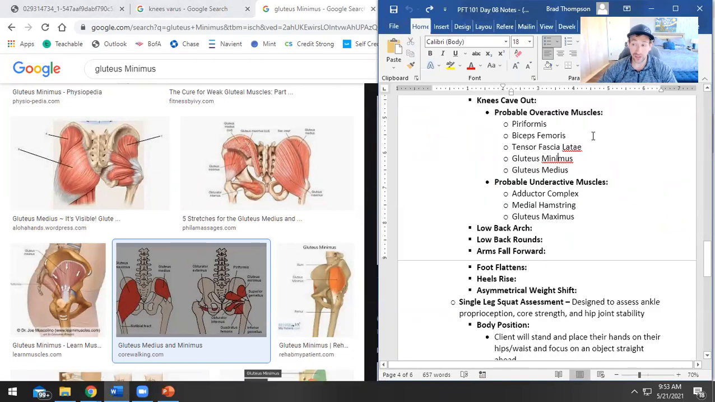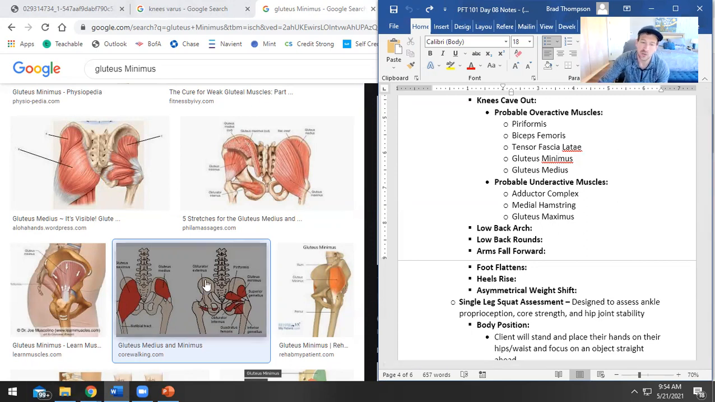This is the only time you will ever say you've got overactive glutes, when you have a client whose knees cave out. Now, that doesn't mean that they have overactive glutes in all directions. They just have overactive medial glutes. So this person's really good at lateral movements because they're very good at doing this, right? But they're doing it too much and it's tightening up.